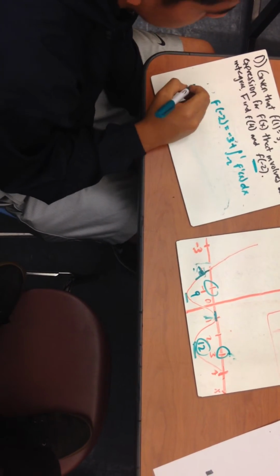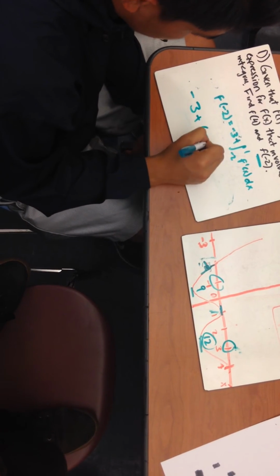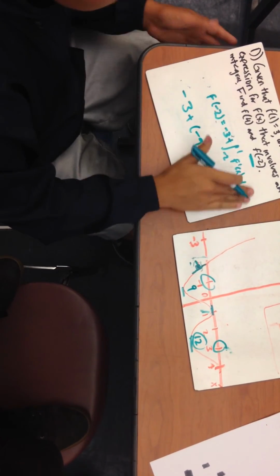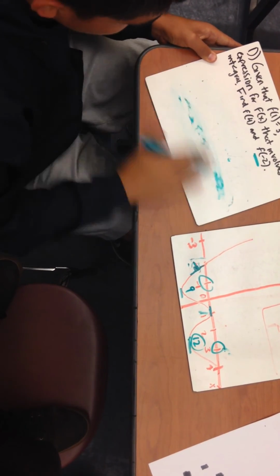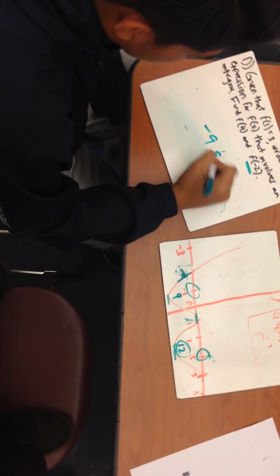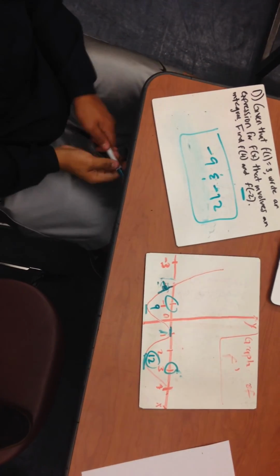Once we plug it in, it would equal 3 plus negative 9, which will make it equal to negative 6. So your answer should be negative 9 and negative 12. And that's how you get the answer. Thank you.